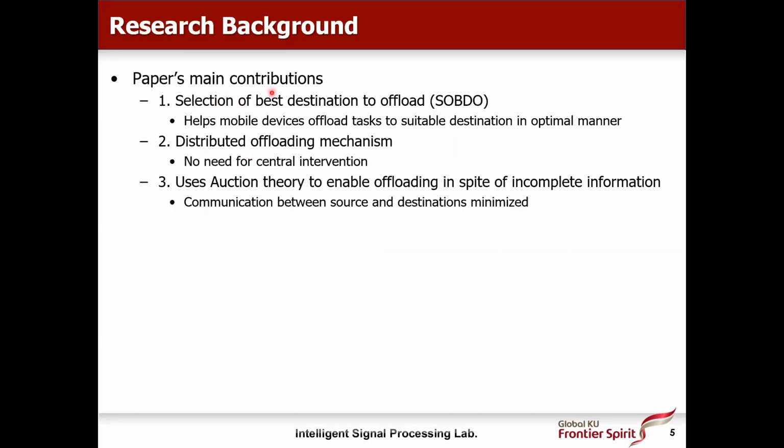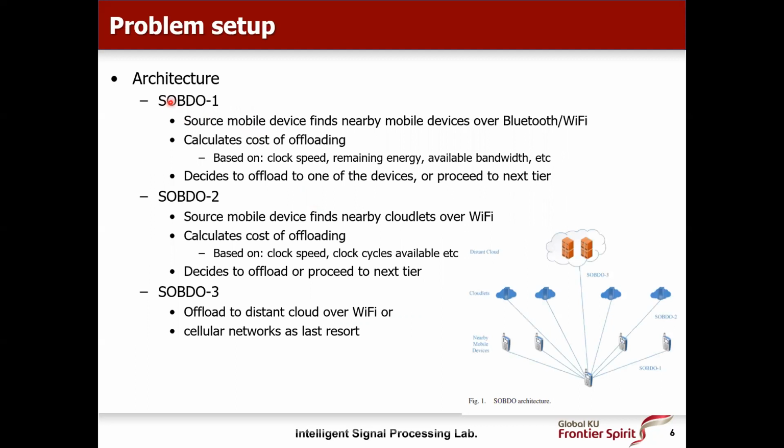So this paper says their main contributions are threefold. The first is coming up with the system of SOPTO, which helps mobile devices offload tasks to suitable destinations. Second, this method doesn't require any central intervention because it's a distributed method. And the third is that even though there's incomplete information, it can still make rational decisions by making use of auction theory. So the architecture is basically composed of 3 layers.